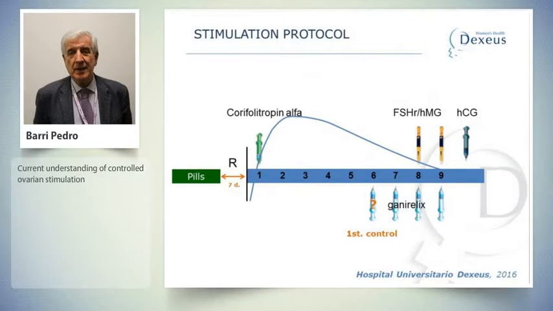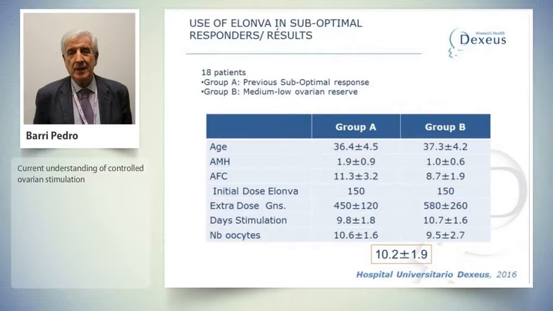Again, the combination of a depot gonadotropin preparation, this is the protocol that we use in our center. We pre-treat the patient with a pill. We start the stimulation on the first or the second day of the cycle. We administer a dose of Elonva, corifollitropin alfa, and after 6 days, we start the daily administration of a GnRH antagonist, and we daily adapt the extra doses of gonadotropin needed to reach a good follicular maturation.